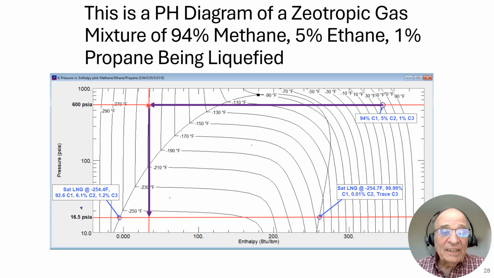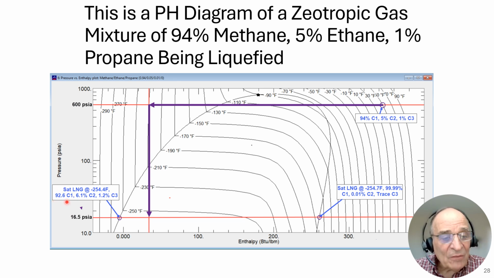And then we flash at this 600 psi down to tank pressure, 16.5 psi. And what do we have here? We don't have a fluid that's here. We have actually a fluid that's at this state and a fluid that's at this state. And these are the saturation states. So this is saturated vapor and this is saturated liquid. And here I want to wave my hand and say, pay attention to this next item that I highlight. This was 94% methane. The LNG is 92.6% methane.